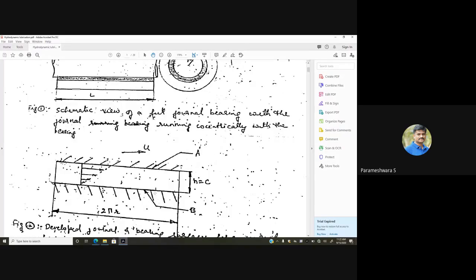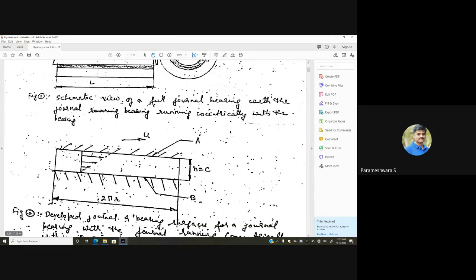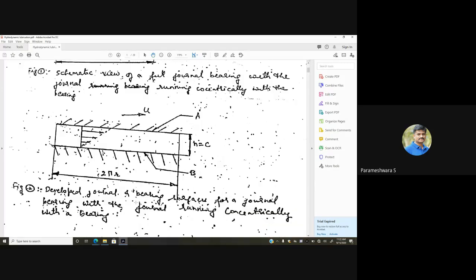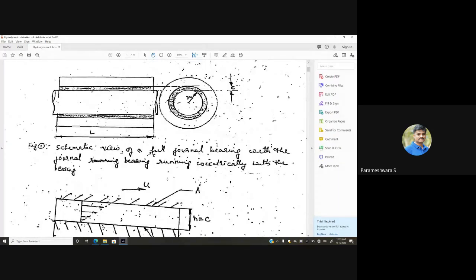The bottom surface B represents the bearing block, which is stationary, whereas the above surface A represents the journal surface, which rotates at some RPM and has a velocity u. This gap is called the clearance, the height h, the distance between the upper surface and the lower surface. When the cylinder is expanded, this dimension is 2 pi r. So we develop the journal bearing surface for a journal running concentrically with the bearing.